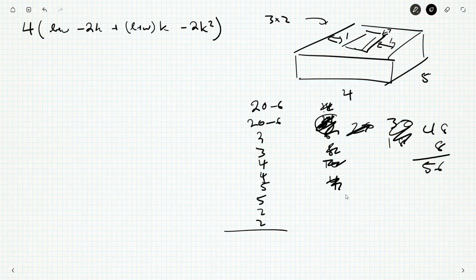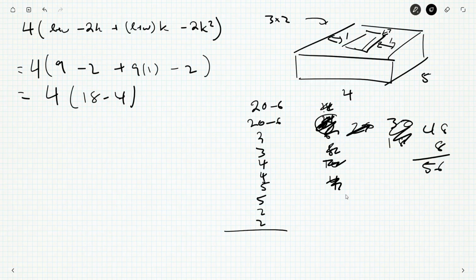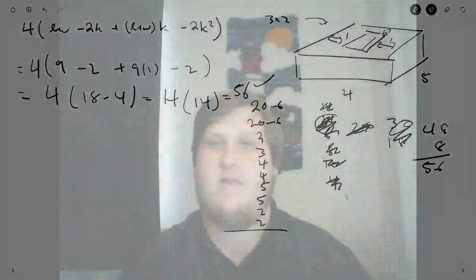Now, L and W being 4 and 5, L plus W is 9, so it's 9 minus 2 plus 9 times 1 minus 2 times 4. So it should be 4 times 18 minus 4, 4 times 14, which is 56. So in theory it works. I did a little check. I'm not going to dwell on this because I'm pretty confident, but just so I didn't make any errors, simplify.